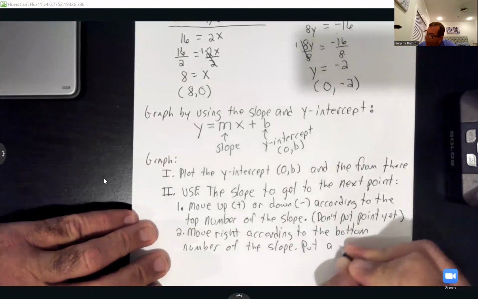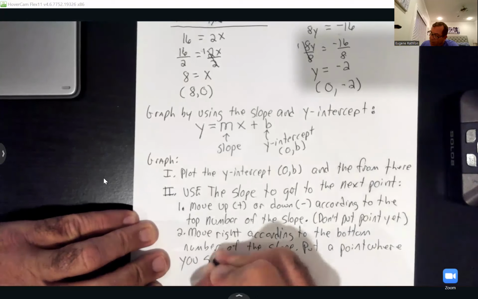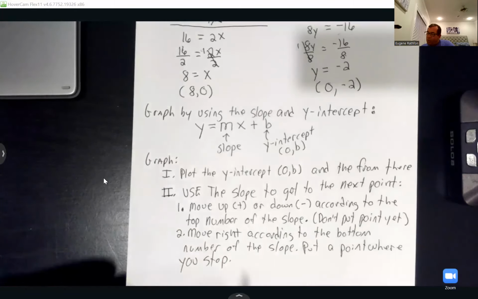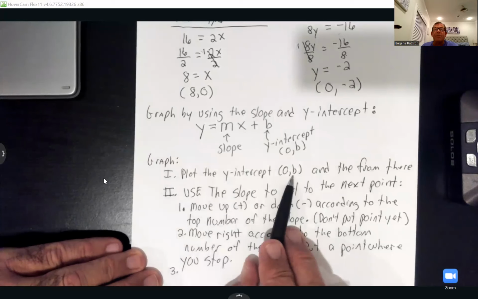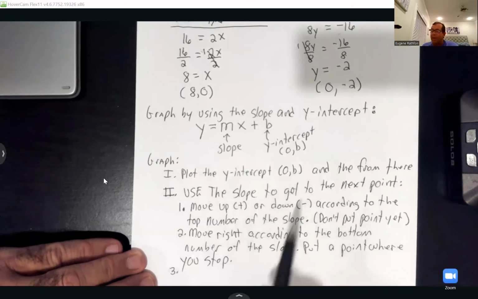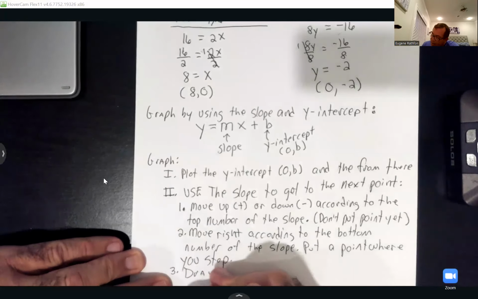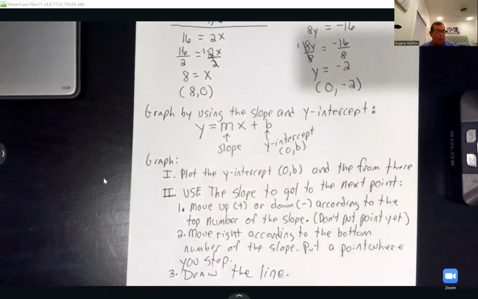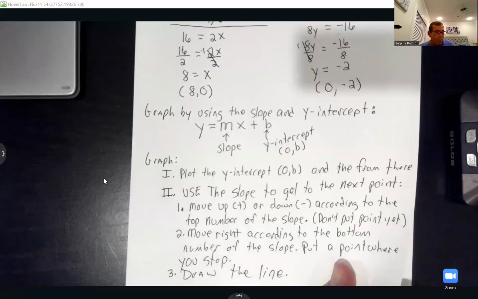Then put a point where you stop. Okay, so then you put a point where you stop. So 2 steps. Plot that y-intercept. Then from there, we're going to use the slope to get to the second point. And y'all, you got 2 points then, draw the line. Okay, draw the line right through them 2 points. So let's play with some of these. The next few examples I'm going to do, we're going to graph using the slope and y-intercept.